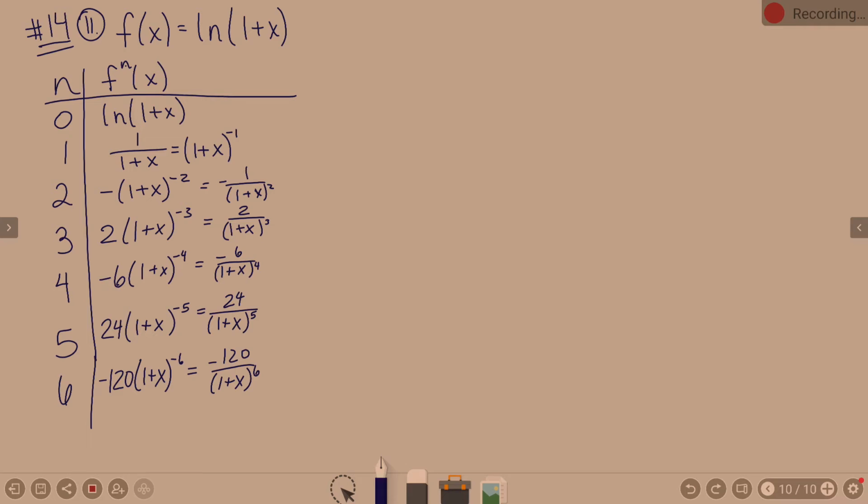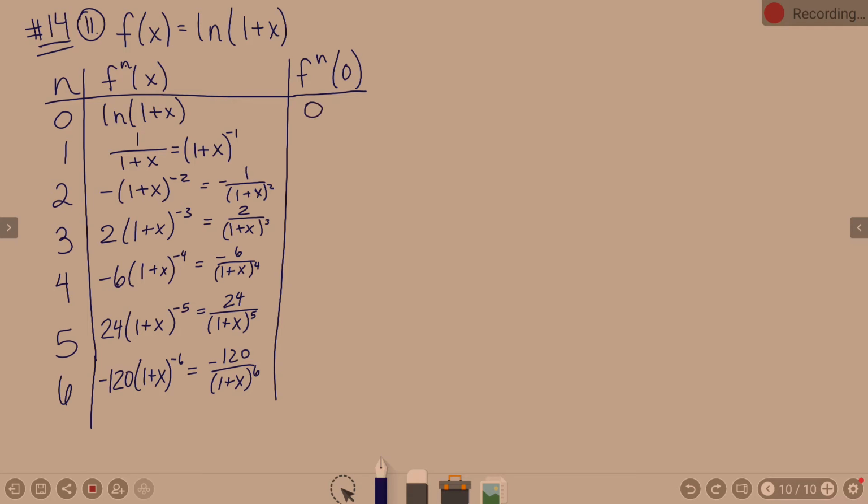Okay. Officially, we need the third column here, don't we? The third column is f^(n)(0), so it's the nth derivative evaluated at 0. Basically, take everything in your middle column and plug in 0, right? So in the first one, it's the natural log of 1 plus 0. So what is the natural log of 1?